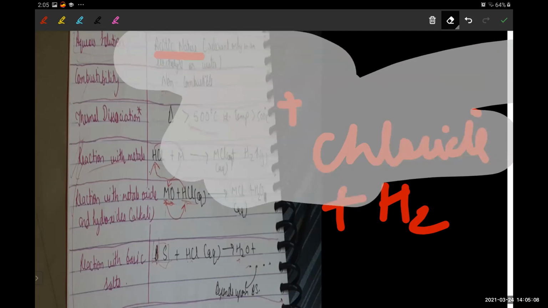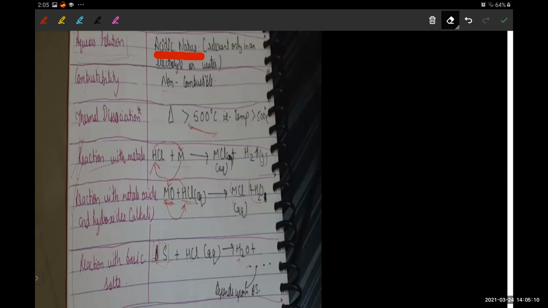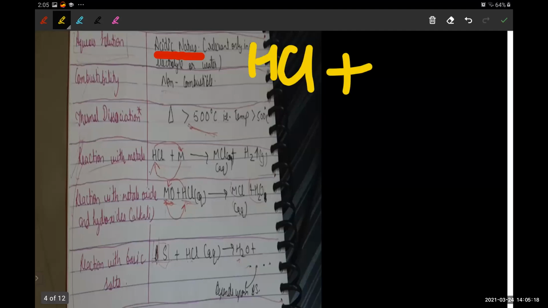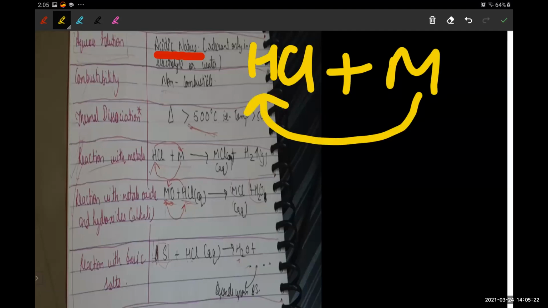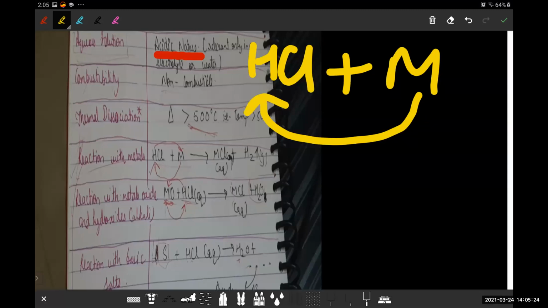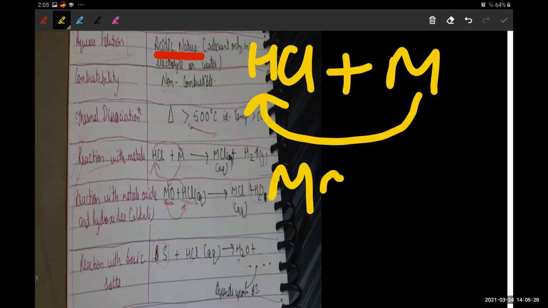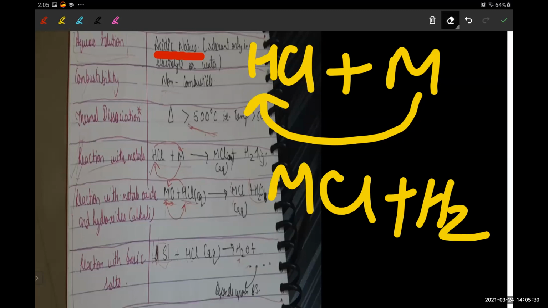So the basics need to be very clear in both the chapters. We'll take HCl, because HCl is itself an acid. So we'll take HCl plus any metal. M will go and displace H. So we'll get MCl plus H2. That's all for this.